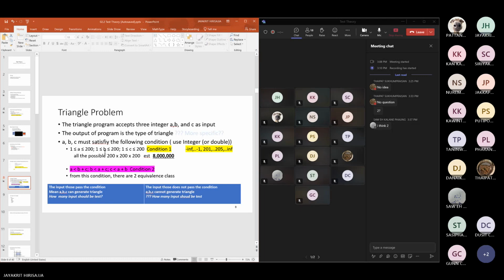Okay. And can you help me? How should we create the equivalent classes for this testing? We have 7 outputs. We have 3 inputs with this condition.